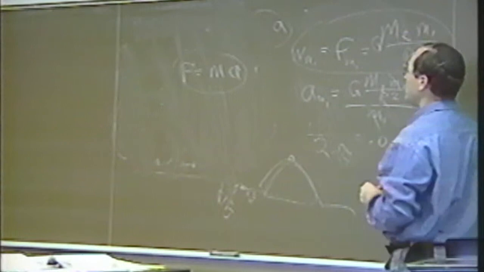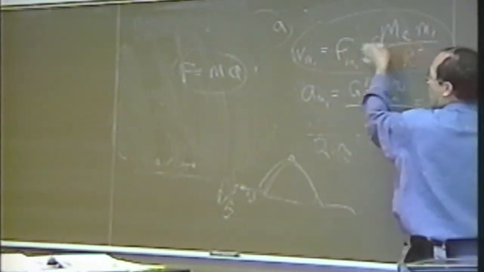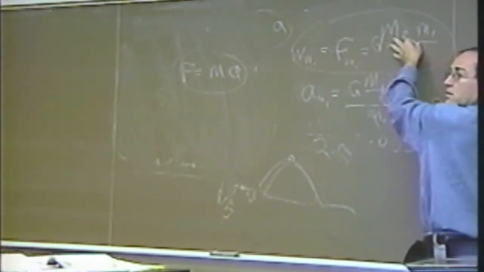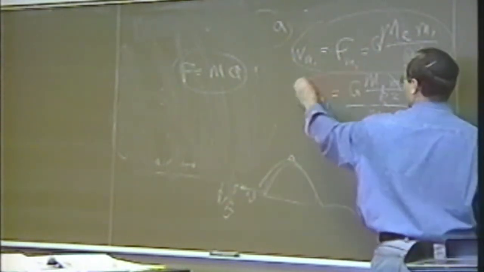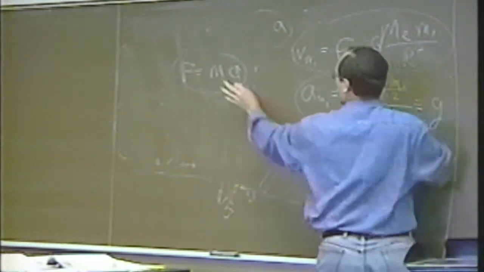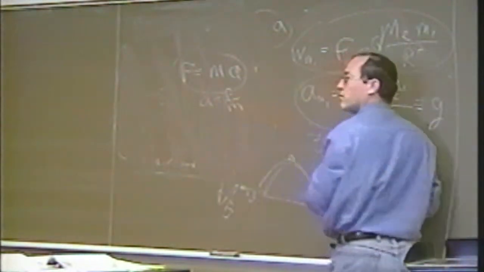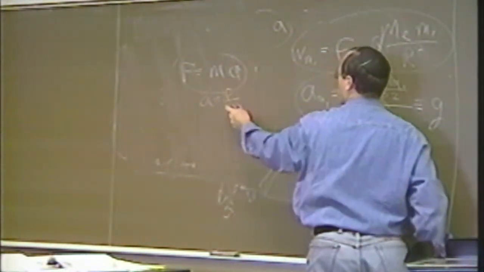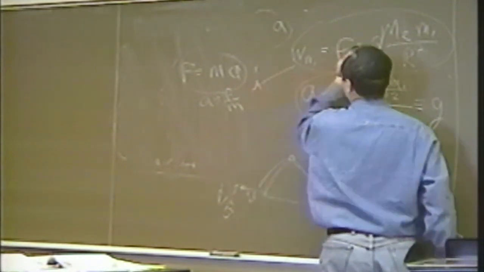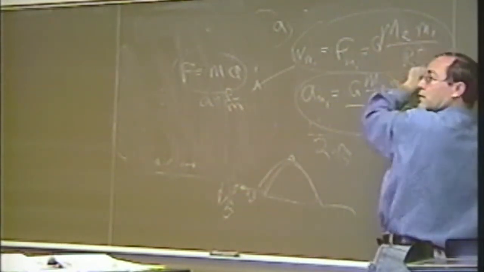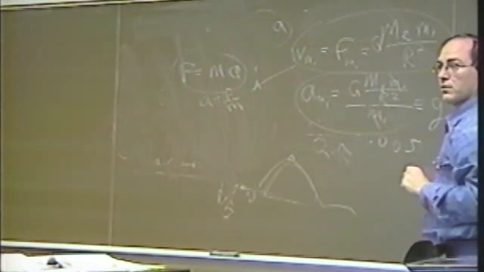All right? Then what we did is we said, well, if this is equal to that, ma equals this. Therefore, a equals this over M, right? This is basically this equation, a equals F over M. We took that equation, stuck in for F this thing on the top here, and divided by M. That's how we got this, right?